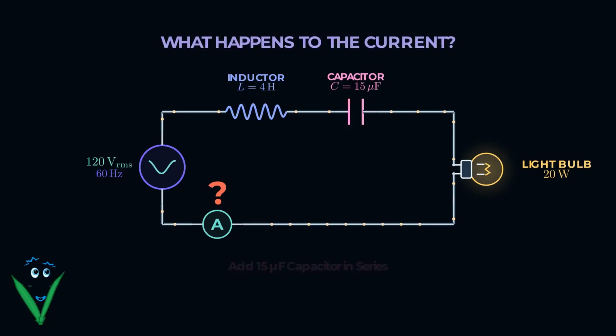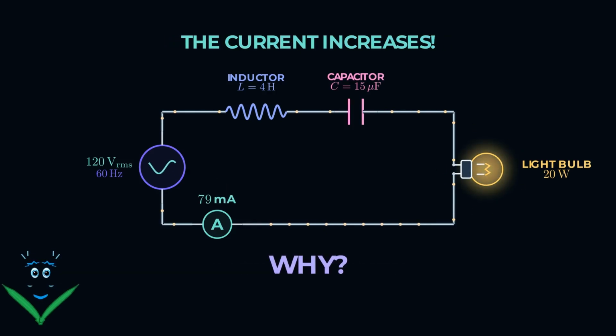What do you think will happen to the current? Will it decrease or will it increase? You might expect the current to decrease because another component has been added to the circuit and the bulb to be dimmer. But surprisingly, the current increases and the bulb glows brighter. Why? That is what we will answer in this video.